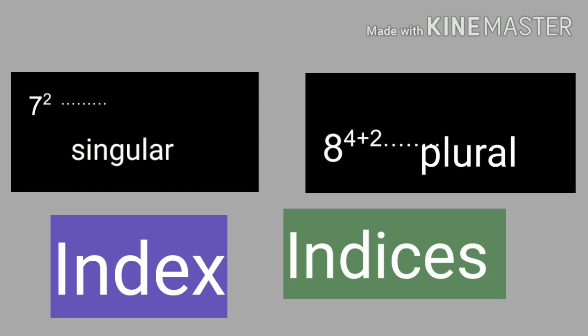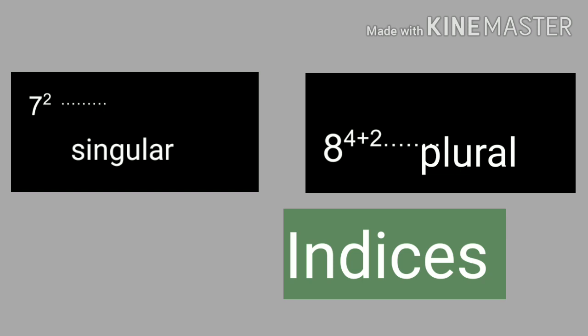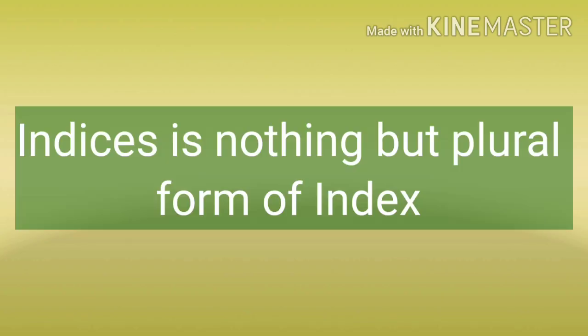In the first picture, 7 raised to 2. In the index place, only one number is there, so it's known as singular. It means it is the index. In the second picture, at the index place, two numbers are there: 8 raised to 4 plus 2. It means it is plural, known as indices. Dear students, indices is nothing but the plural form of index.